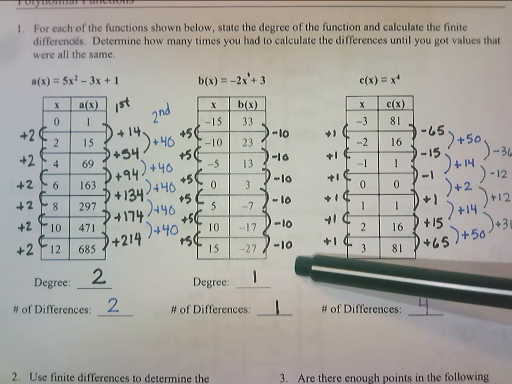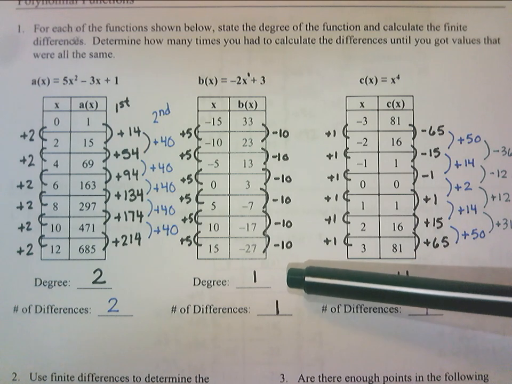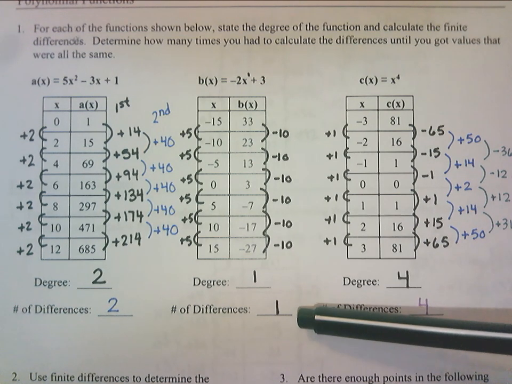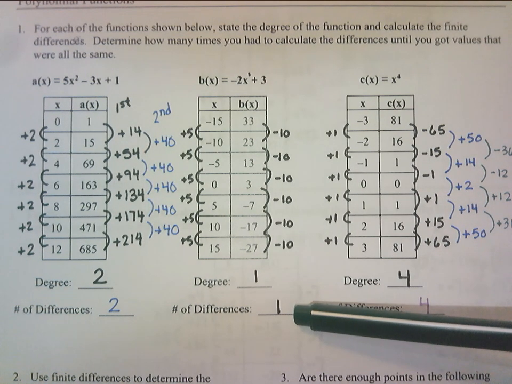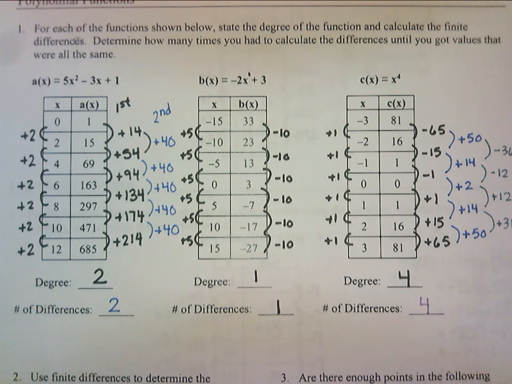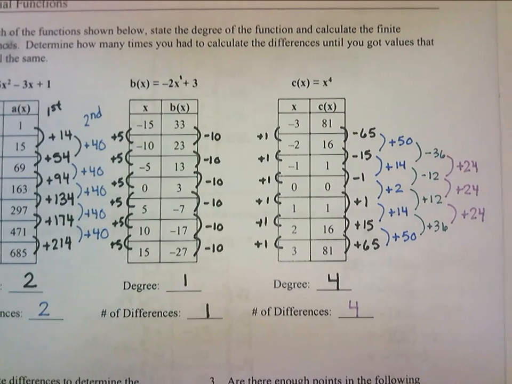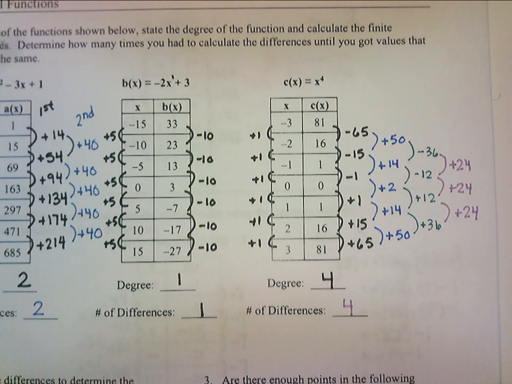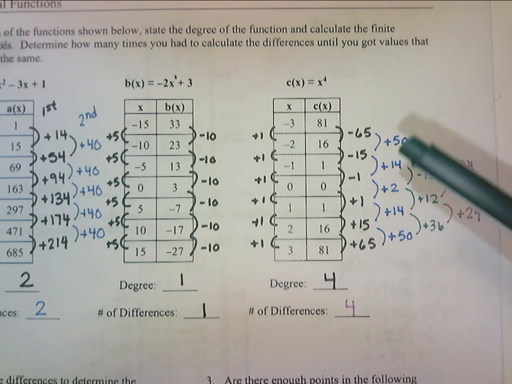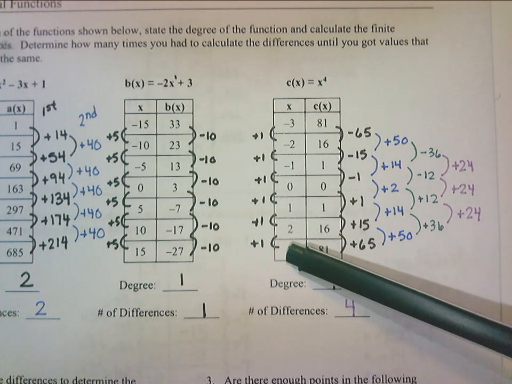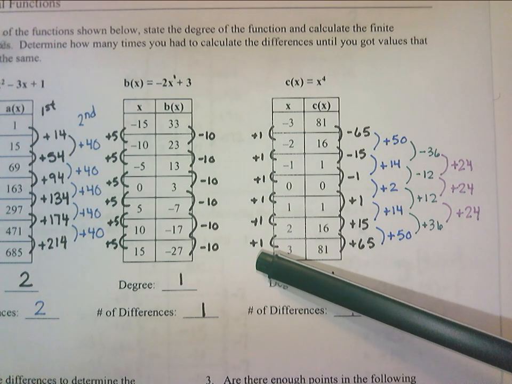I did the differences on the y side. They were all the same at minus 10, so I only had to do the differences once. The last one is x to the power of 4, so the degree on this one is 4. I did all of the differences on the x side. They all worked out to be 1.